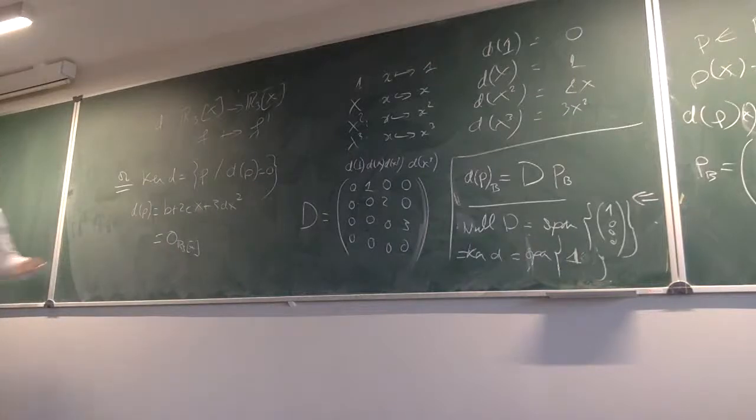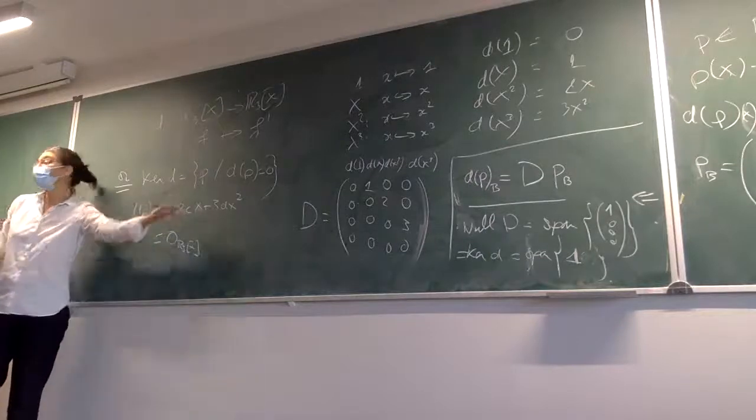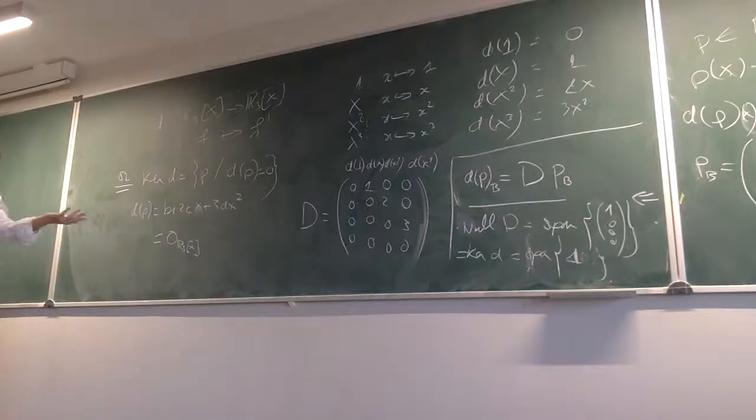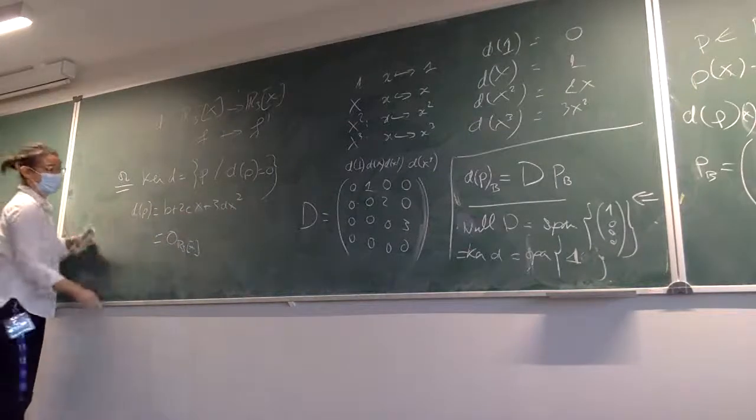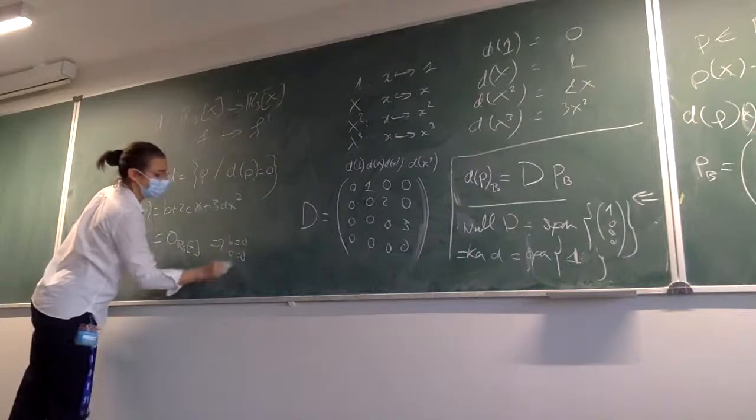Why can I conclude that B and C and D must be equal to 0? Because the polynomial is equal to 0 when all the coefficients are null. The polynomial is equal to 0 for all values of x if all its coefficients are 0. Okay, so we get B is equal to 0, C is equal to 0, D is equal to 0.